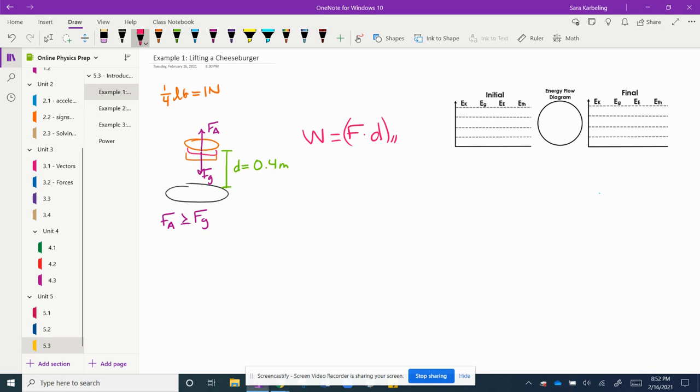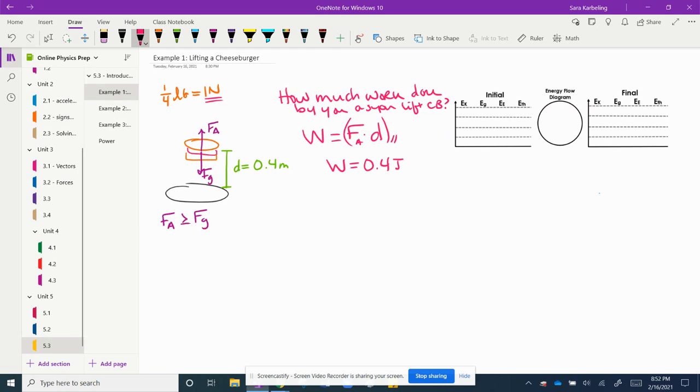All right, so I'm going to tell you the applied force that we are doing, because I want to know how much work is done by you as you lift the cheeseburger. Well, you apply a force. I'm going to say that it's 1 Newton of force, okay? And you apply that force over 0.4 meters. So the amount of work that you do is 0.4 joules of work. So the calculation there is pretty darn easy.